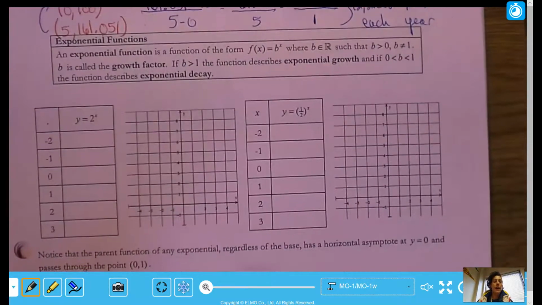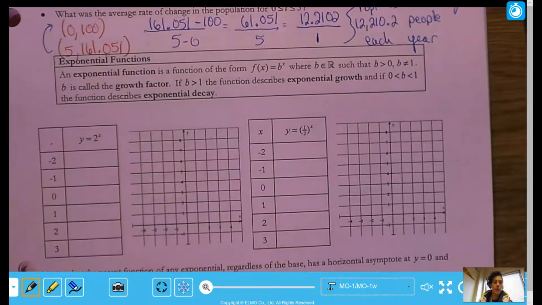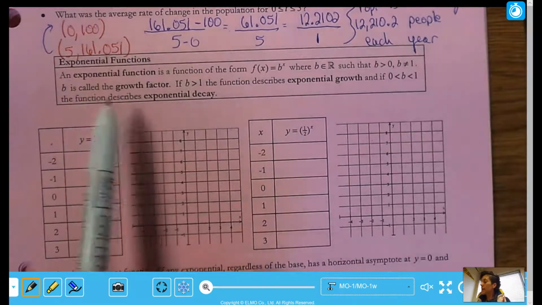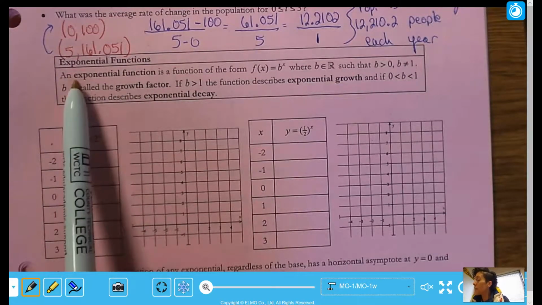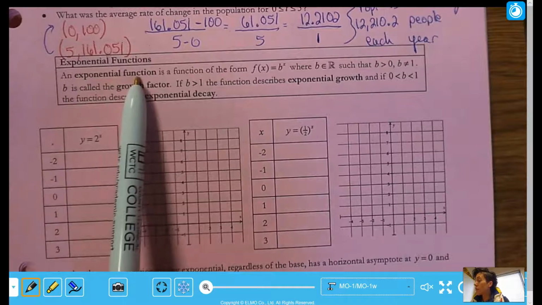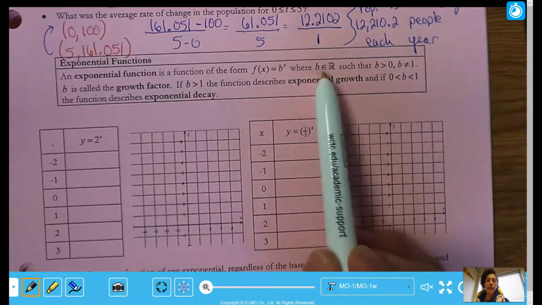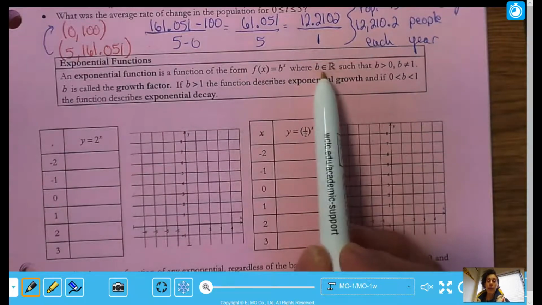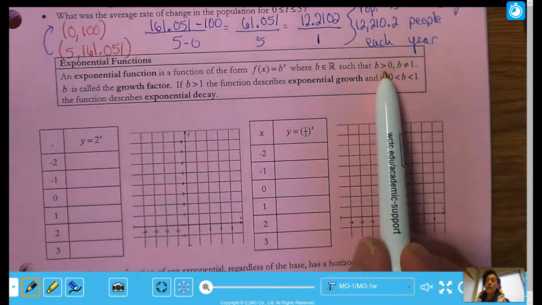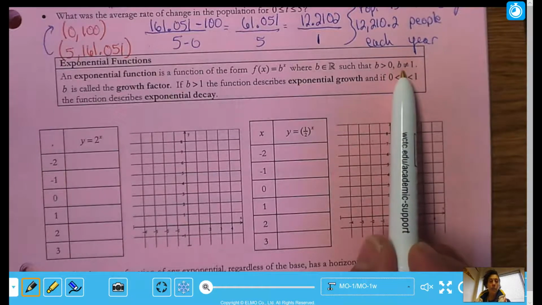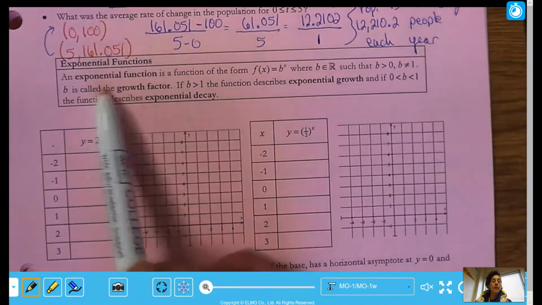So now let's just talk about the basic shape of exponential functions. So just kind of summing up what this says, the most basic exponential function is f of x, like y equals b to the x. And this is just saying that b is any real number, but b has to be bigger than 0, and b cannot be 1. B is known as the growth factor.